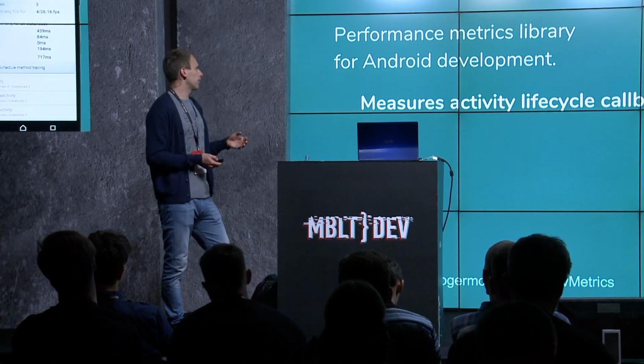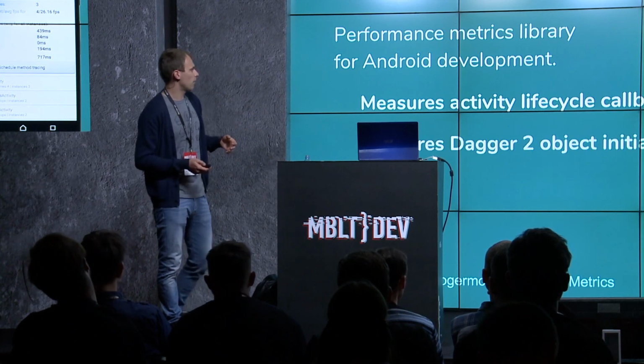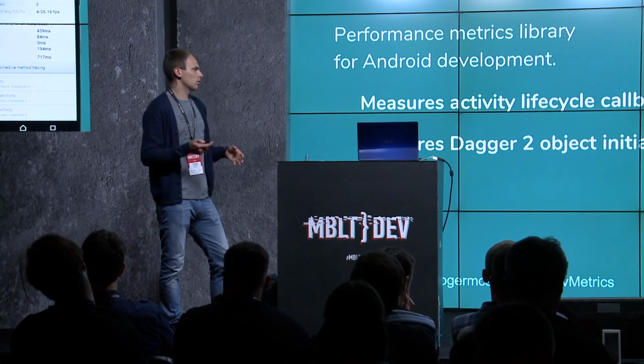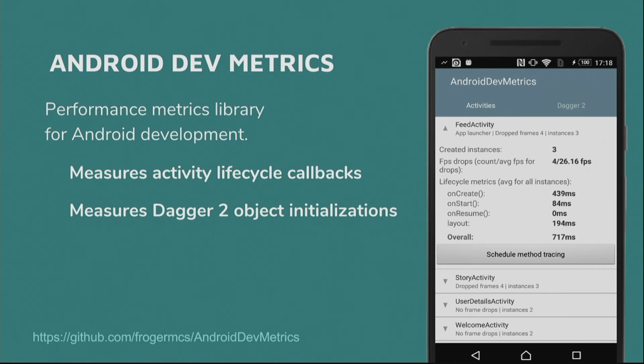It's not only for measuring lifecycle callbacks, but also for measuring Dagger2 object initialization. If you have huge objects, then you can also check how much time it takes. Another useful feature is method tracing. If you see that there is something wrong with one of the callbacks, you may schedule method tracing for the next launch. And you will see that your onCreate took, for some reason, like in this example, 400 milliseconds. And you will have a stack trace of just your method, which is really useful.